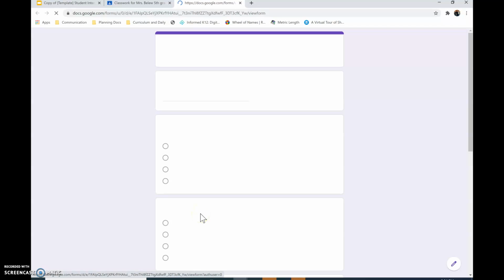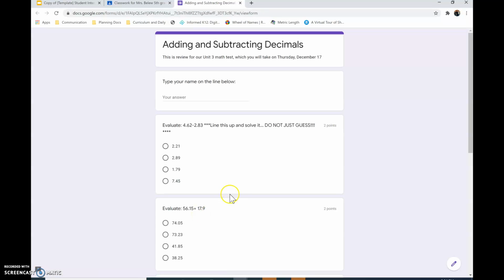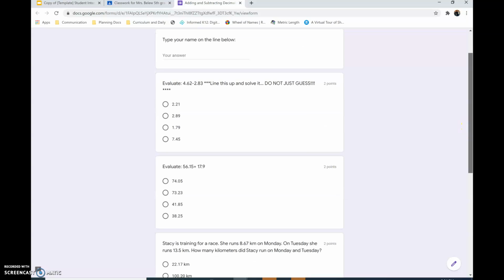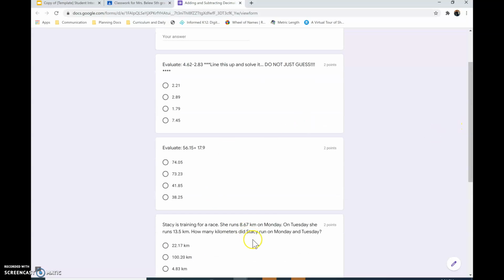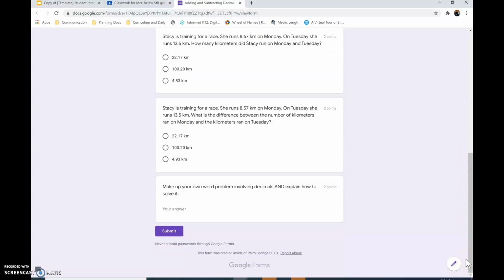So you're going to click on this and you're going to solve. First thing you need to do is write your name on that line. If you don't write your name on the line, I don't know who did it. And then you get a 0. Then you're going to solve. It is super important that you physically line it up and solve it on paper or a whiteboard. Do not just guess. So solve, pay attention to the sign, make sure you're regrouping when you need to regroup. Word problem, solve that word problem, look for those keywords that tell you to add or subtract.